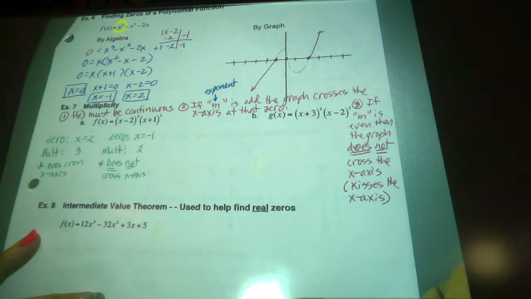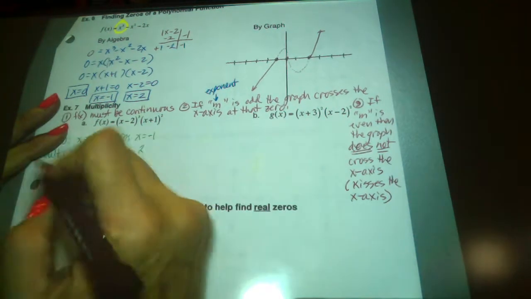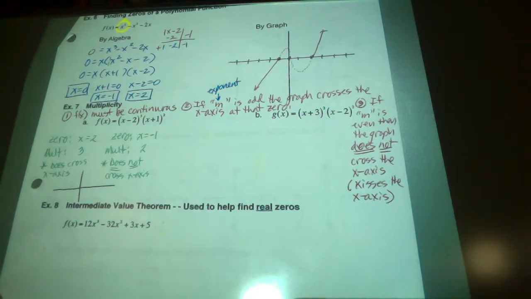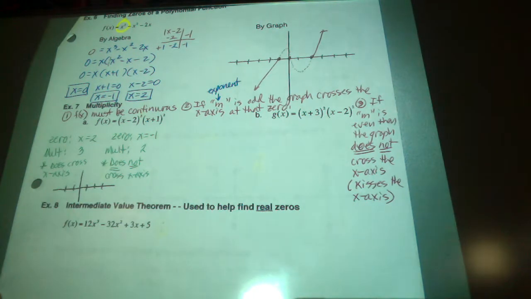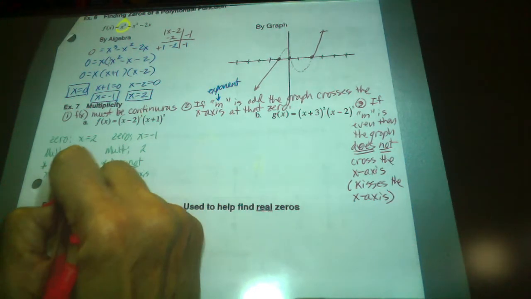So then I can actually make a very rudimentary sketch of this graph. So I'm going to sketch it right here. I know my zeros are at 2 and negative 1. I'm going to have a 0 here at 2 and 1 at negative 1.